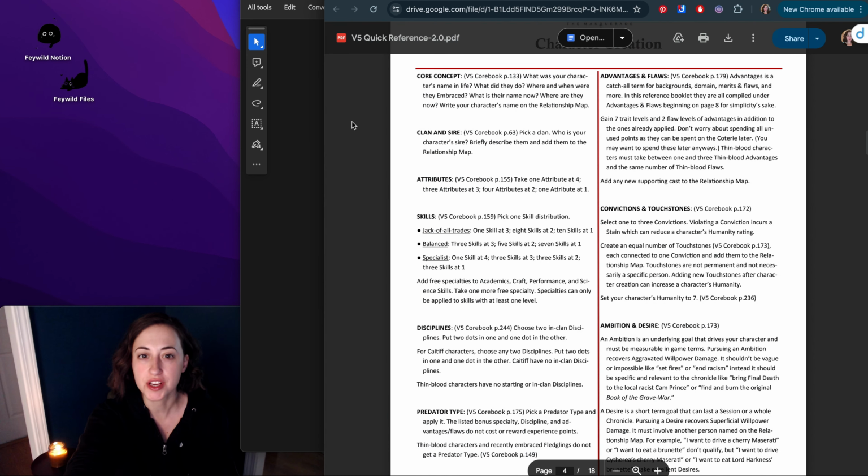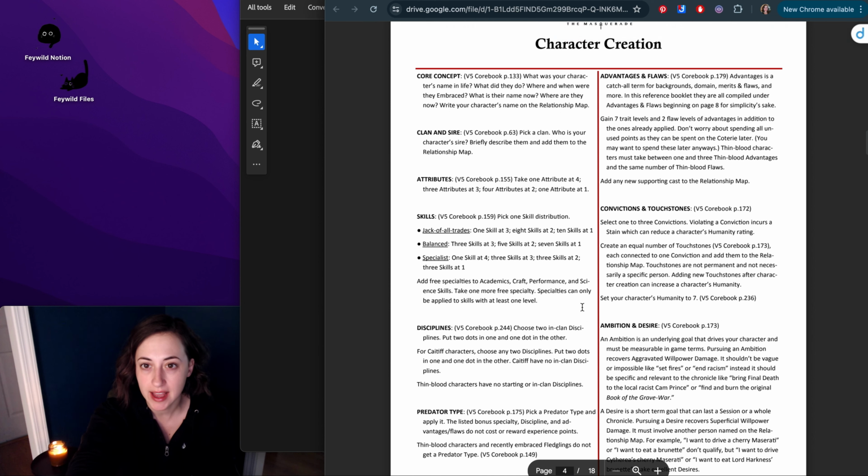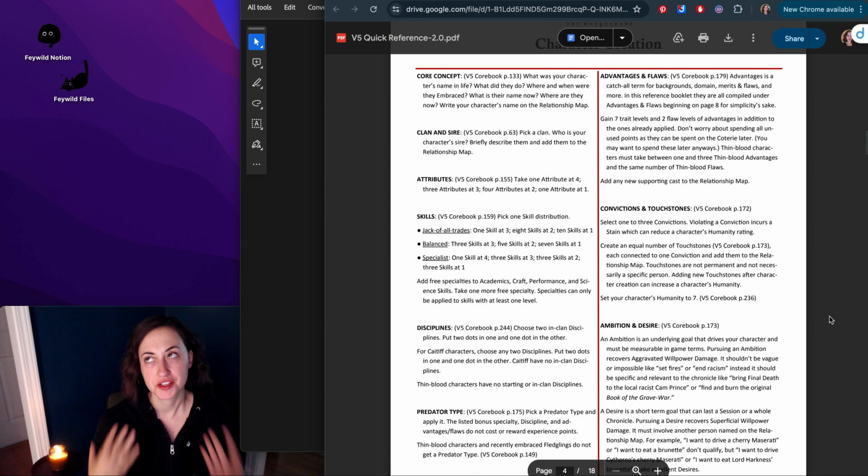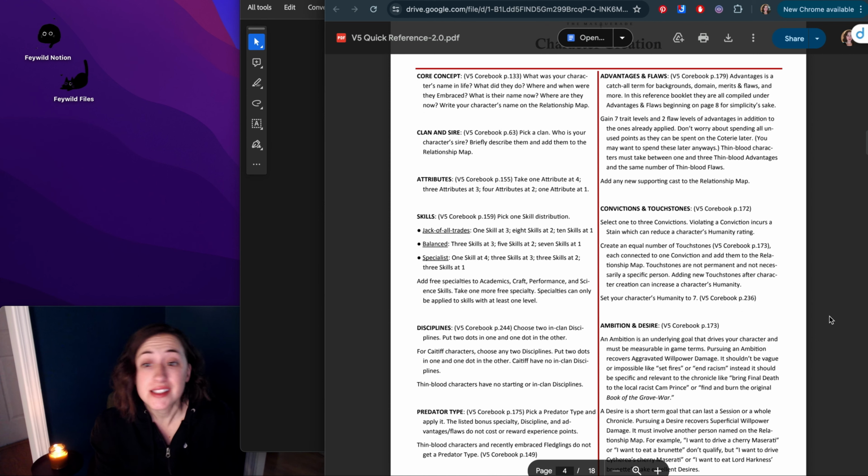And so on the cheat sheet, the order goes through attributes, skills, disciplines, predator type. But I started thinking about convictions and touchstones a little bit earlier, as well as ambition and desire. And that's just me, that's just the way I think about things. So I started with my ambition. Actually, that's a lie. I kind of started with touchstones a little bit.